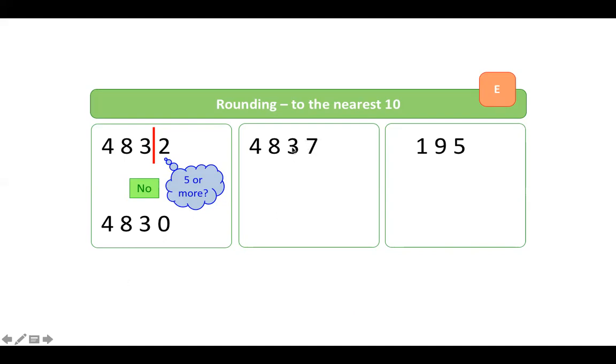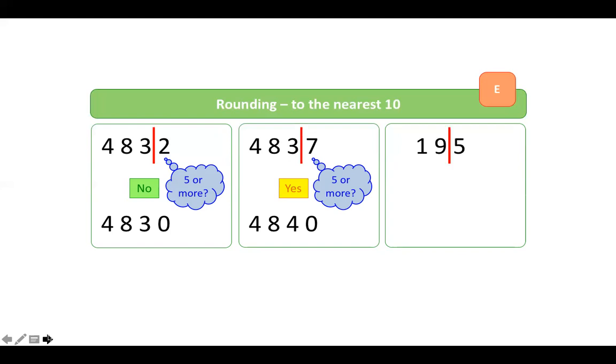4837, the nearest 10, we're looking at number 7. So 7 is definitely more than 5. So because it's more than 5, 7 becomes 0. The number that we round off ends up becoming 0. But what happens is the number before it changes. So when it's more than 5, the number before it, you have to add 1 to it. It increases by 1. So it will be 4840. The number that we round off will automatically turn to 0.